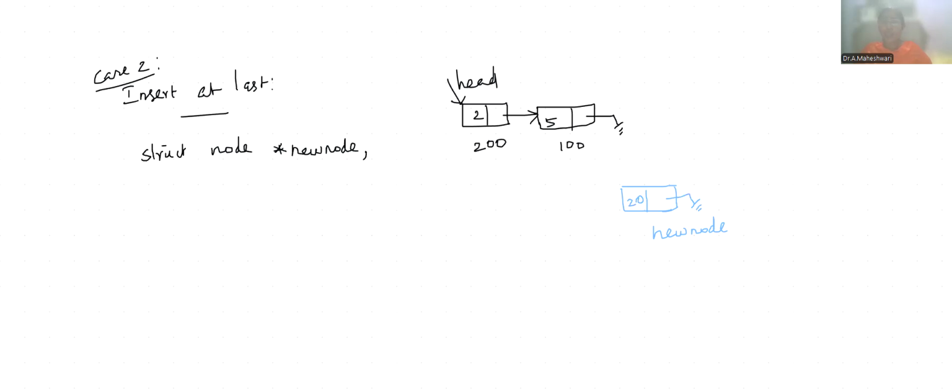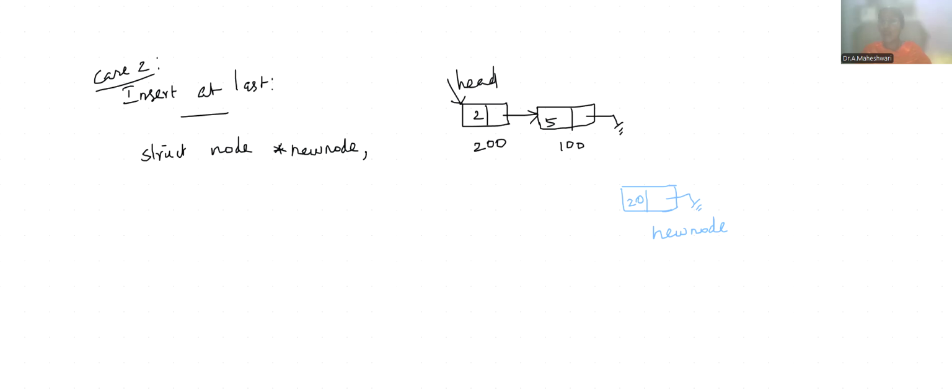Where do I have to insert this new node? The last position. I don't know where it is available. How can I find the last node? The last node's next field is null, meaning that node is called the last node. Which node's next value is equal to null, that is the last node. It's very simple. We can easily track that node.